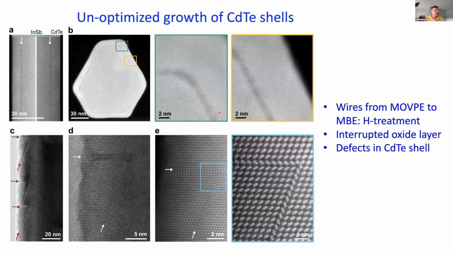Another consequence of having this oxide is that we have defects in the shell. This is the core, and this is the shell. In the shell, you can see that we have these twin layers. If we zoom in, you can see these defects. Some are even connected. And these twins are probably bad news if you think about the order in the sample. Okay, this was the first attempt.